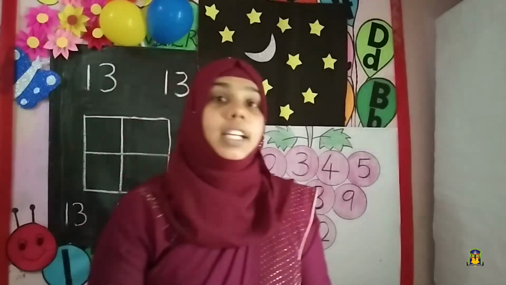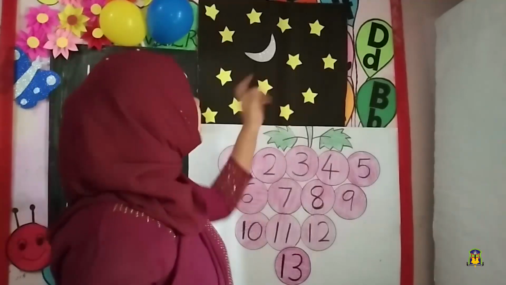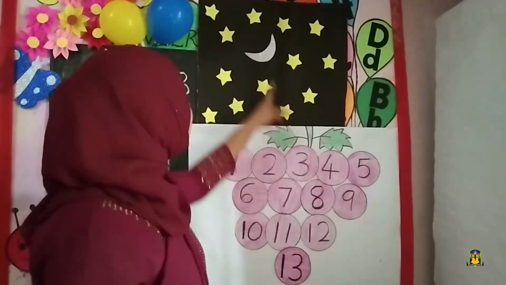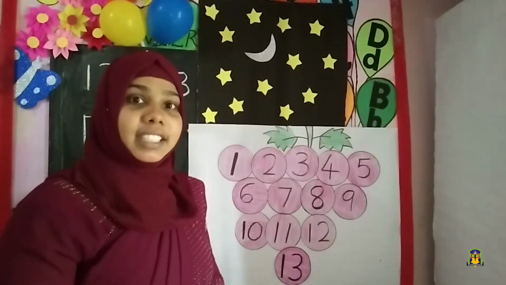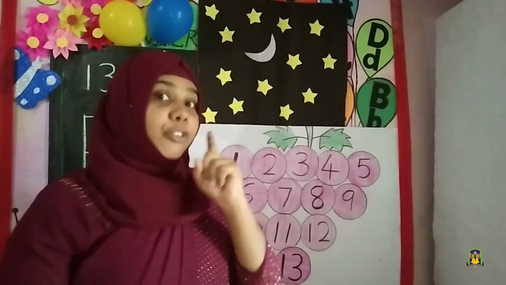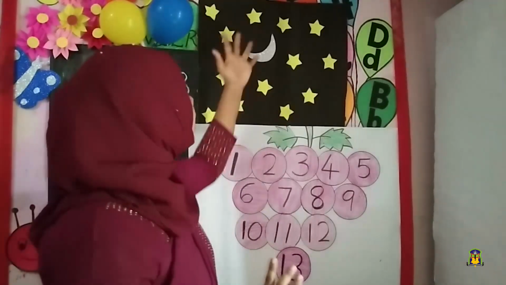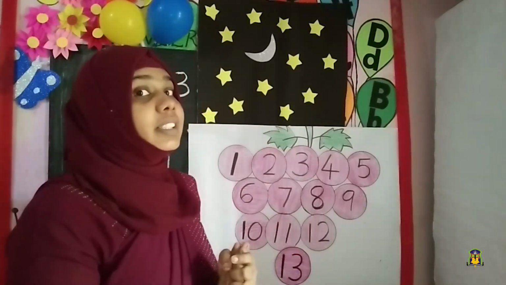Okay, children, can you see the moon and stars on the board? Yes, here it is. Here we have a moon and there are so many stars. How many moon? One. Here we have one moon. And here we have so many stars. Let's count how many stars are there.